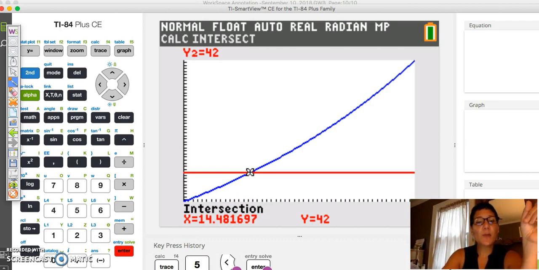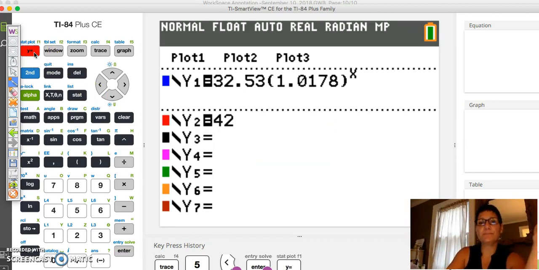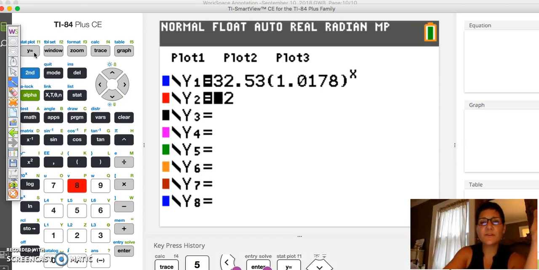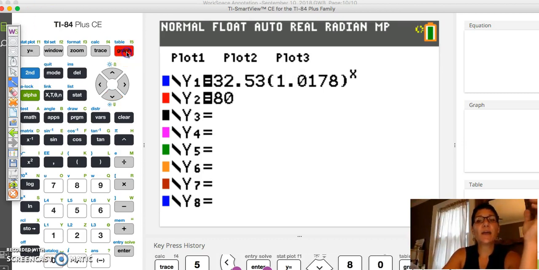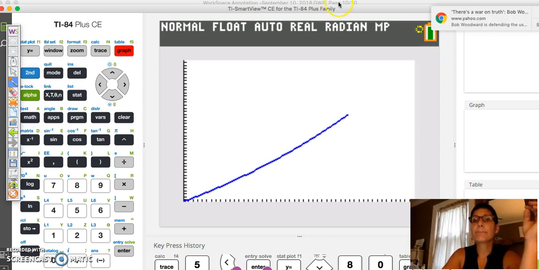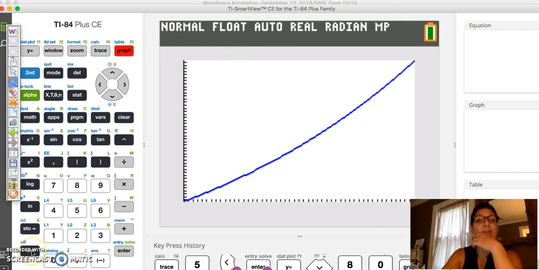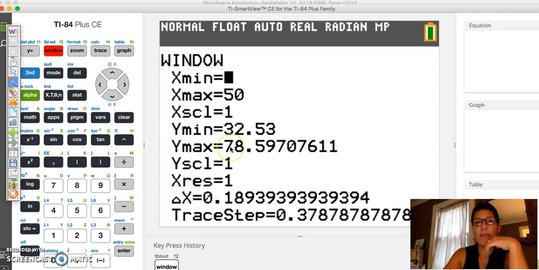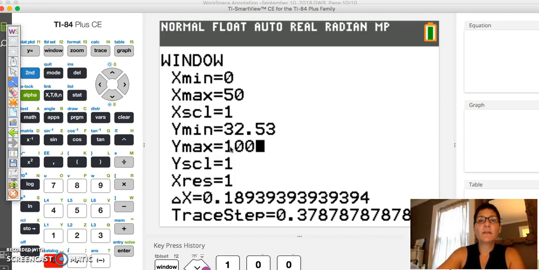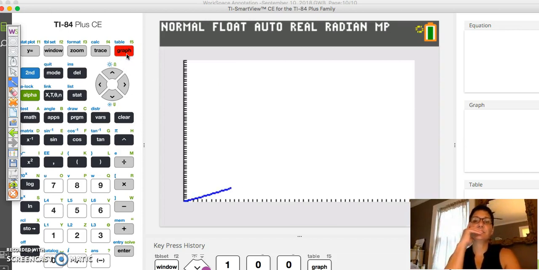So I'm going to do another problem after this one because it's totally worth it. Actually, no, let's go back. And let's say I want to know when the population is going to reach 80 million. Okay? So if I type in 80 and I press graph, oh, it's not on here, so it's way beyond this. Notice my y maximum, I just went into my window, my y maximum is only at 78. So if I put that at 100 and I press graph, check this out.